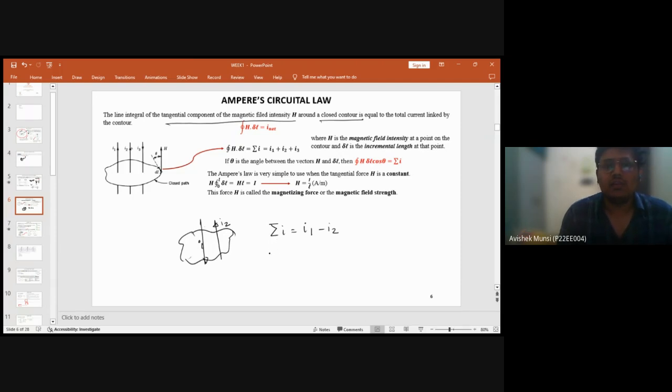So the line integral of magnetic field intensity is equal to the total current inside it, which in this case is I1 minus I2. If a problem comes in that way, where a closed contour is given with numerous currents going out and in, and you are asked to calculate the magnetic field intensity, then you have to know the area or the length. If we solve that, we get HL equal to I, that is the total current going inside or outside that contour. Okay.